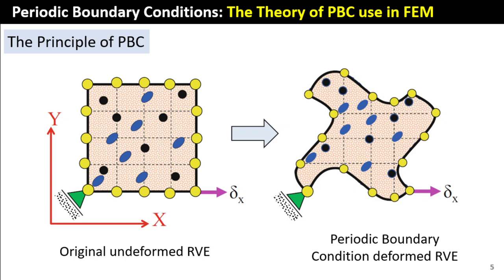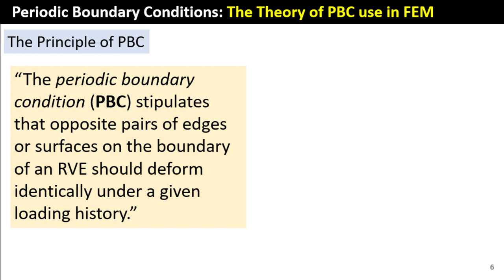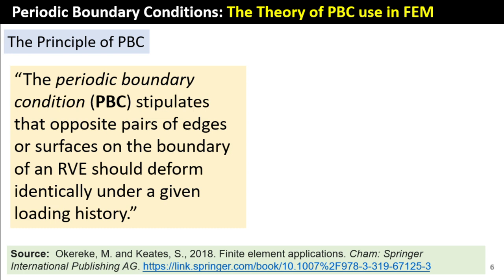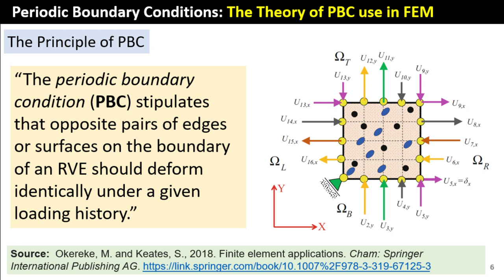So the periodic boundary condition essentially stipulates that opposite pairs of edges or surfaces on the boundary of an RVE should deform identically under a given loading history. So I've taken this quote from my book. And this is the implication: the two faces must have a uniform or repetitive deformation pattern. And that's essentially what it is. How this is done is that you need to have the same displacement applied on one face replicated to the displacement on the other face. Of course, they don't necessarily need to be equal. So for example, here we've got a displacement moving this way and we've got a displacement moving that way. So this is what we need to do. For every node on the system, a corresponding node on the other face must have a corresponding equivalent deformation. This is why you end up having a mirror image of deformation between one face and its parallel opposite face.